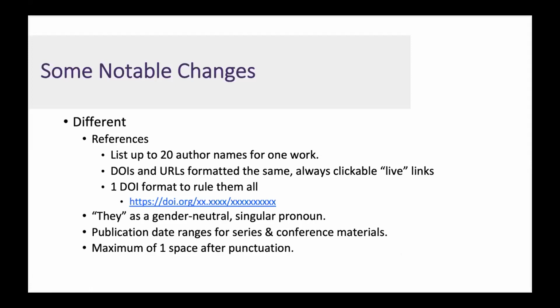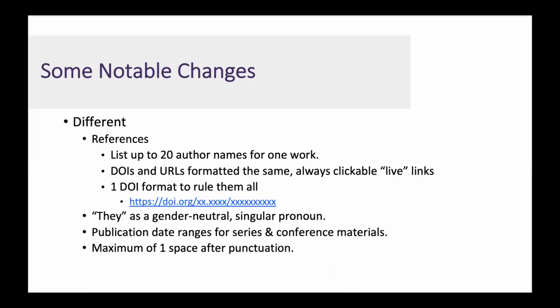Also, I mentioned that one DOI format. Something about that is that any link, whether it's a DOI or just a regular link, should always be clickable now. There were some inconsistencies where the manual said, don't make it a hot link, but in practice, people are like, this is so handy to have a hot link. Well, now it's always going to be a hot link, a working link that you can click on. They, as a gender neutral pronoun, we talked about that earlier. If you have something that's a series or conference materials where the conference might have gone over a number of days, you can now write that date range in where you'd normally have just had the year in APA 6th edition.